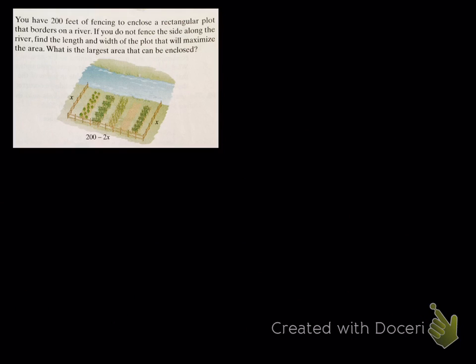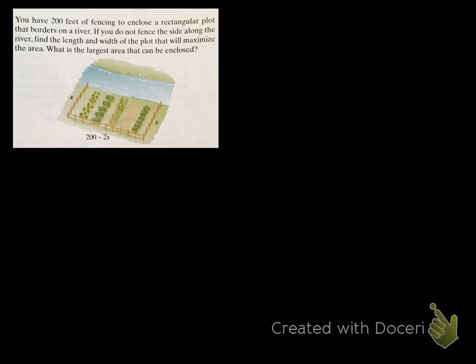So the next one is an example from the textbook, and I wanted to go over this one because I don't necessarily like the picture that they used. So it says you have 200 feet of fencing to enclose a rectangular plot that borders on a river. If you do not fence the side along the river, find the length and width of the plot that will maximize the area. What is the largest area that can be enclosed?